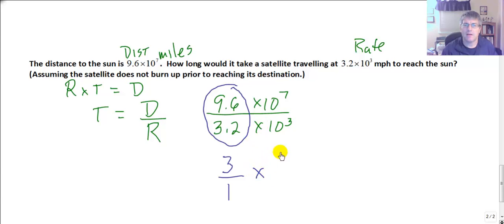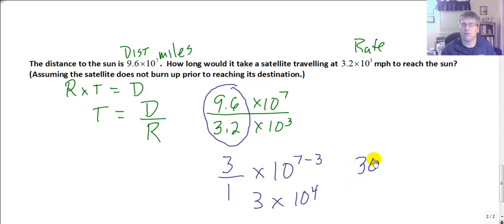And then times, applying our laws of exponents, we have a positive 3 in the denominator. We subtract. So that'd be 10 to the 7th minus 3, or 3 times 10 to the 4th power. And that is our time in scientific notation, or it looks like that would be 30,000 hours. That seems like a long time. So that is the answer to our question.